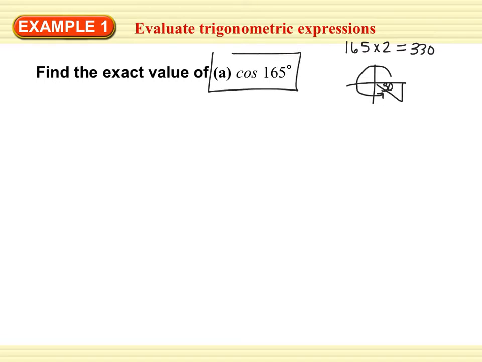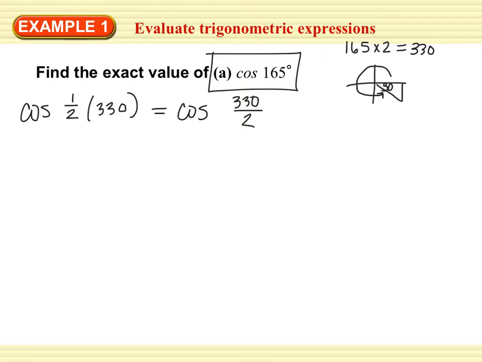So 330 is something I can use. Let's change this into something with 330. So I can take the cosine of 1/2 of 330. Those are equivalent. 1/2 of 330 and 165 are equal. So I'm actually taking the cosine of 330 over 2.